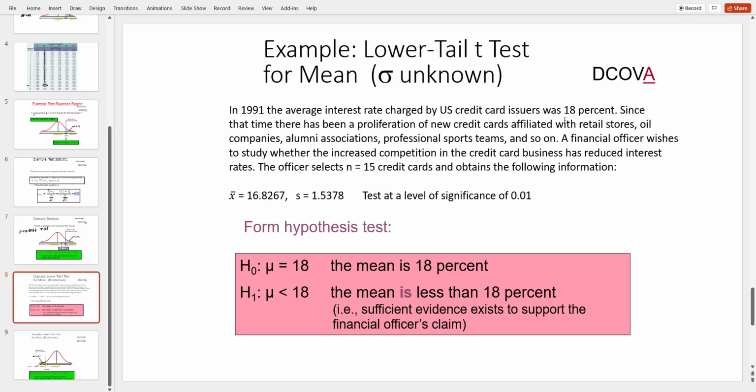All right, so our null hypothesis is that the mean is equal to 18. This financial officer wants to see whether or not it has decreased or reduced the interest rate. So I'm going to put that mu is less than 18. The mean is less than 18%, and if we test this and find that to be true, then sufficient evidence exists to support the financial officer's claim.